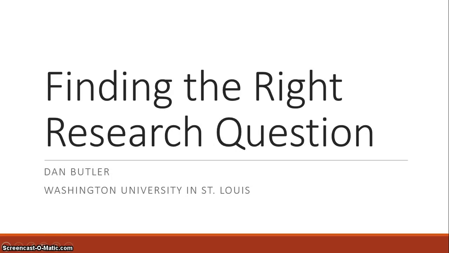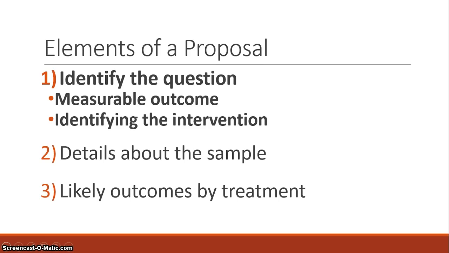My name is Dan Butler, and in the remaining videos, I'll discuss the basic information that you will need to design an experiment. Creating a proposal with this information will help our research team more effectively work with you. Here's an overview of the information you will want to include in a proposal. Today, we'll talk about identifying a question to study. This includes specifying the outcome for the study and the intervention that you want to test. In the next video, we'll talk more about the second and third points.